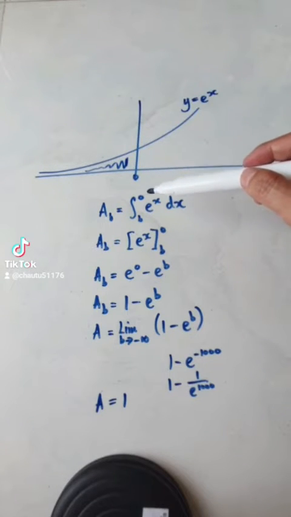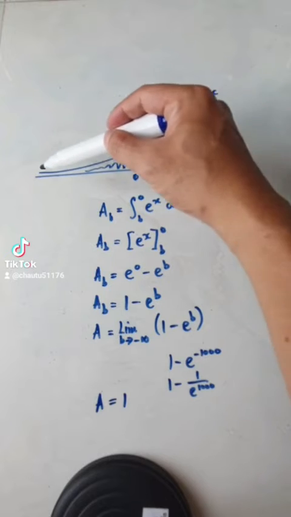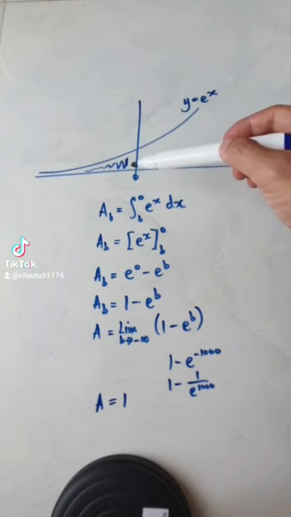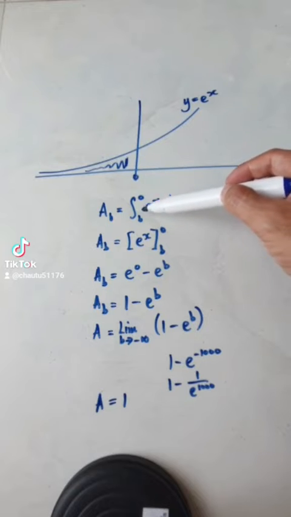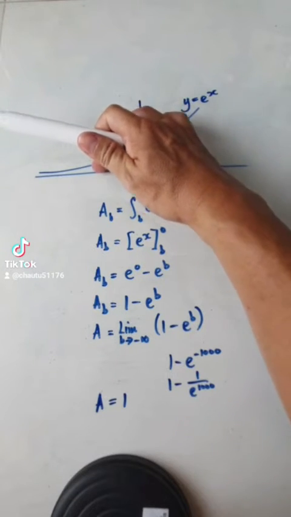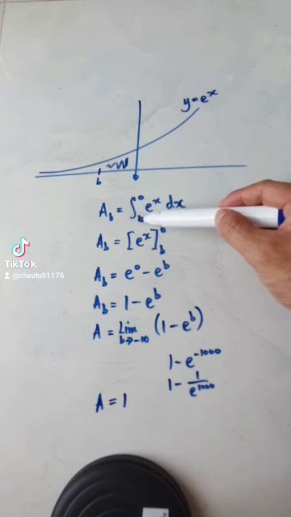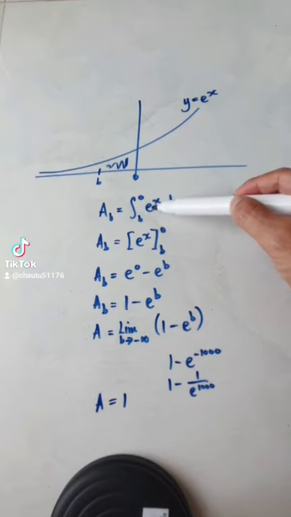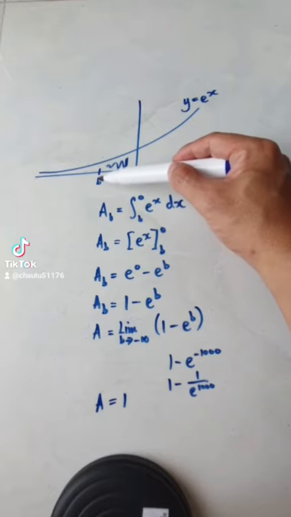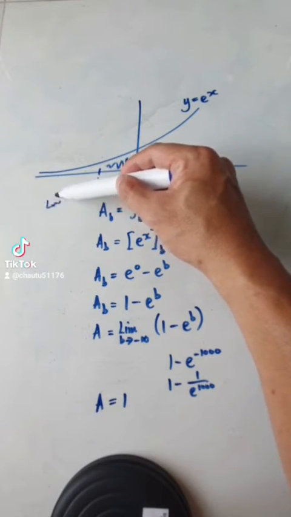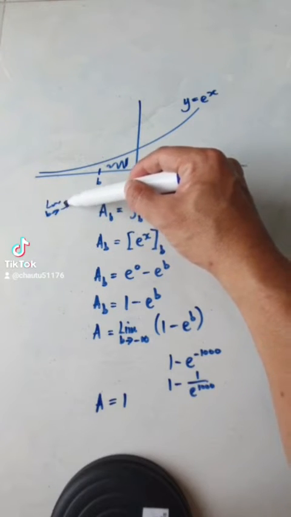You can't just integrate it from negative infinity, because what does it mean to integrate something from negative infinity to 0? So what you do is you integrate it from, let's call it b, from this point here b. So you're integrating from b to 0 of e to the power of x dx. So integrate it to b, and then later on we take the limit as b tends to negative infinity.